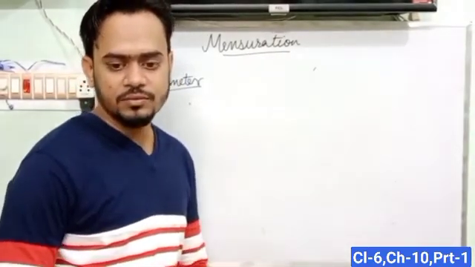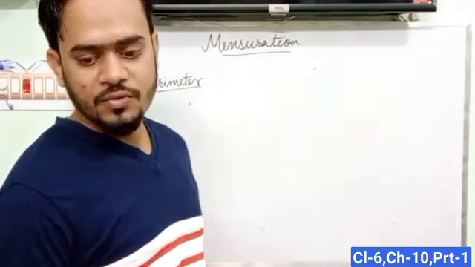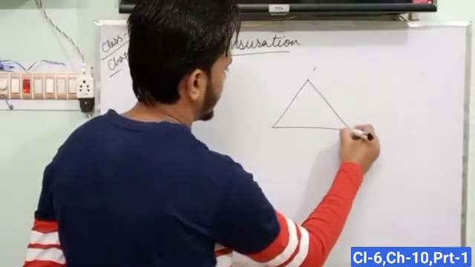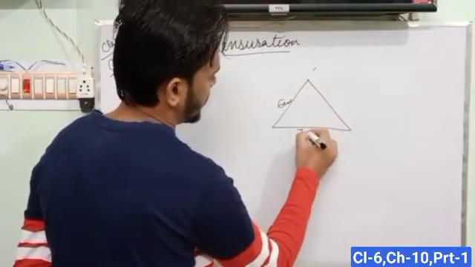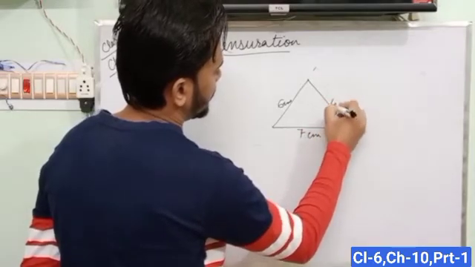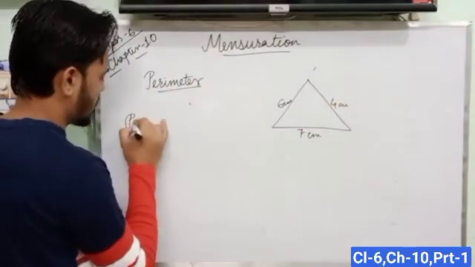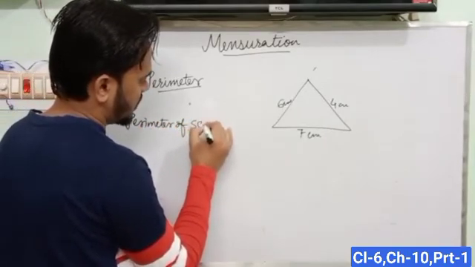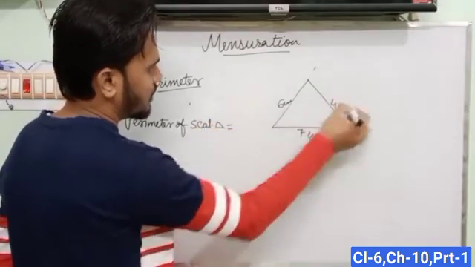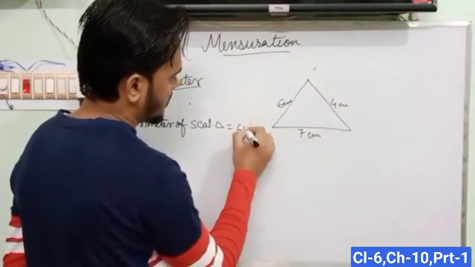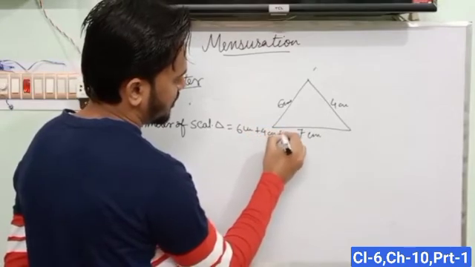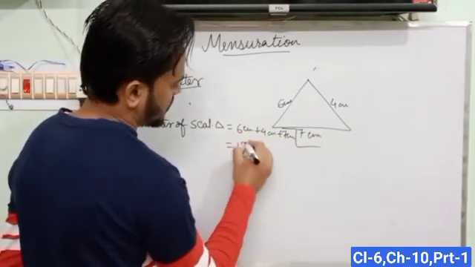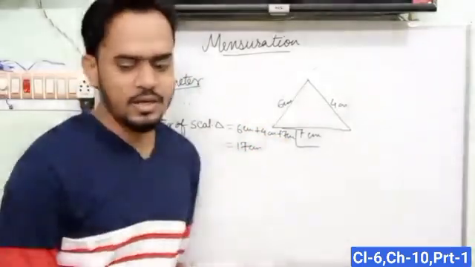Find the perimeter of a scalene triangle whose sides are 6 centimeter, 7 centimeter and 4 centimeter. Then perimeter of scalene triangle is equal to sum of all sides. Then 6 centimeter plus 4 centimeter plus 7 centimeter is equal to 17 centimeters simply.